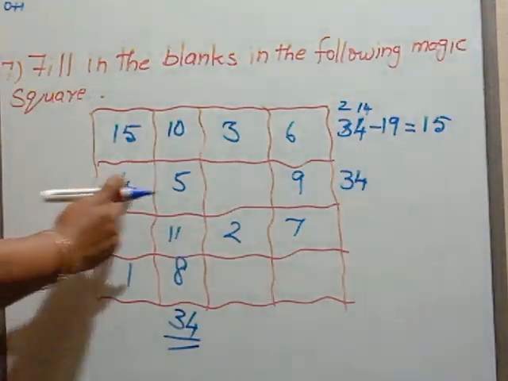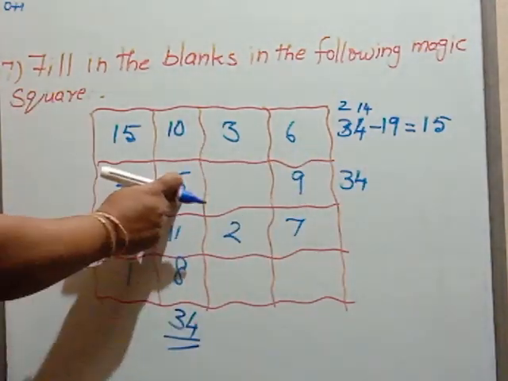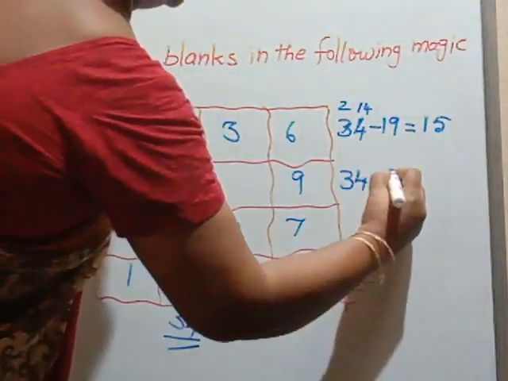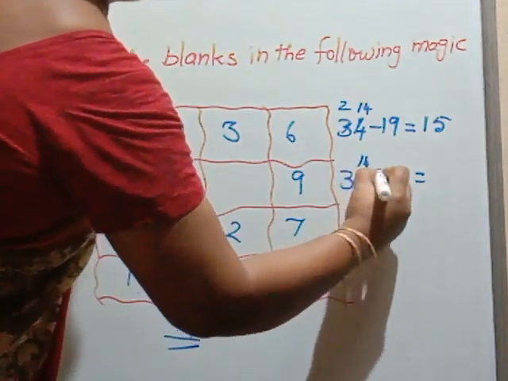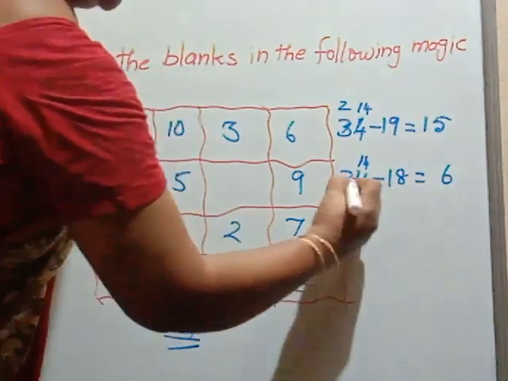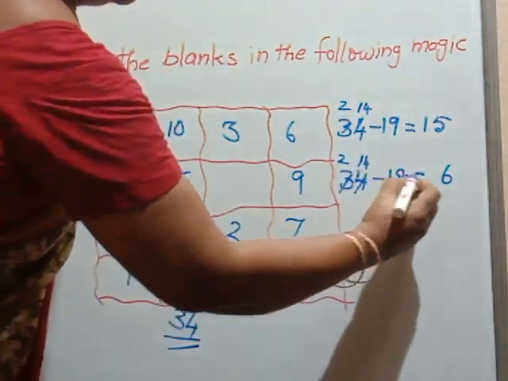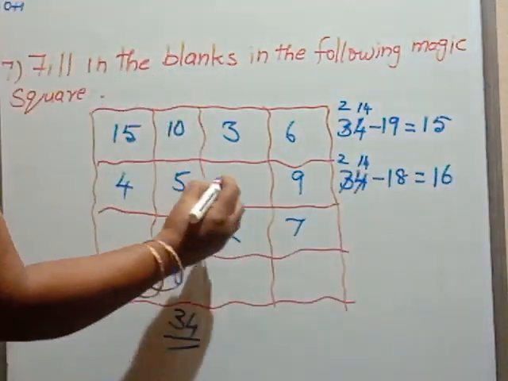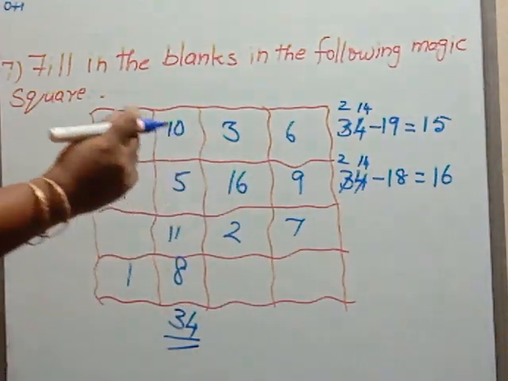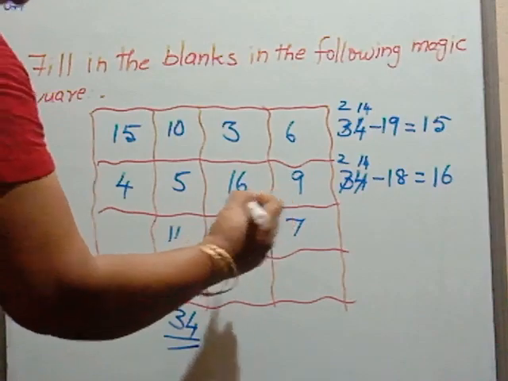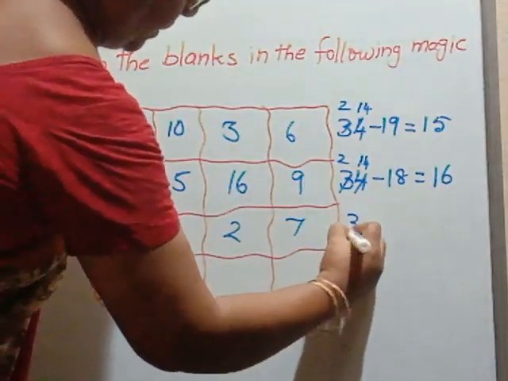Now, here also you already have 3 numbers. So, 34. Now, you add all these 3 numbers. 4 plus 5, 9. 9 plus 9, 18. Now, you are borrowing 1, 14. 14 minus 8, 6. Here, number 2 is there. 2 minus 1, 1. So, what value should come here? 16. Understand, children?